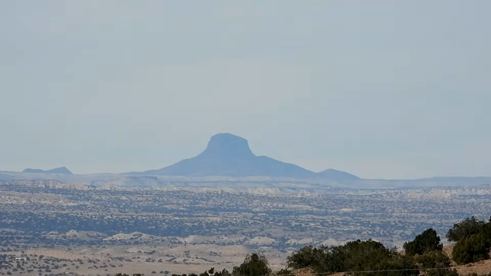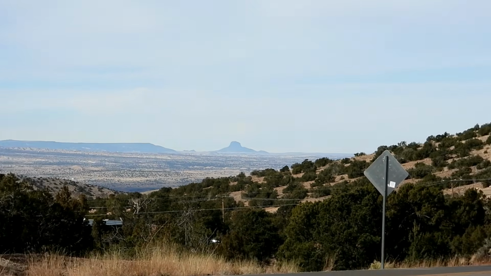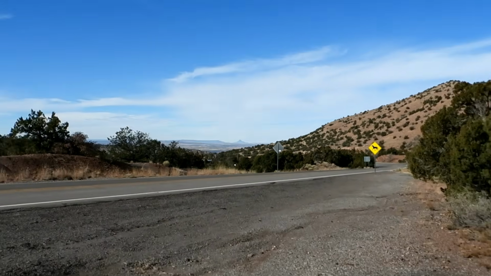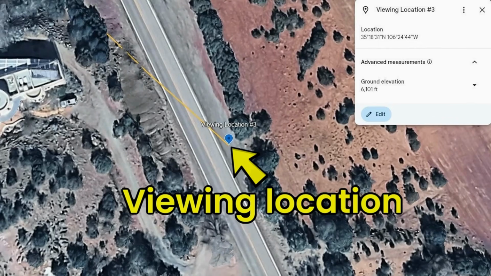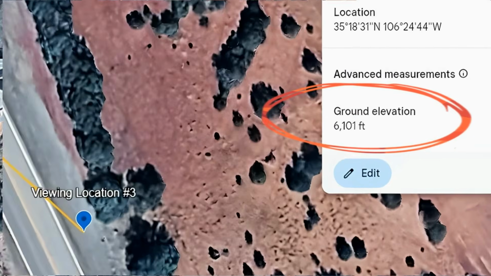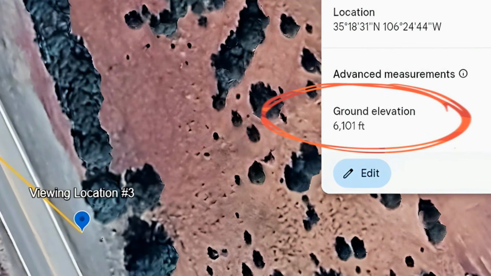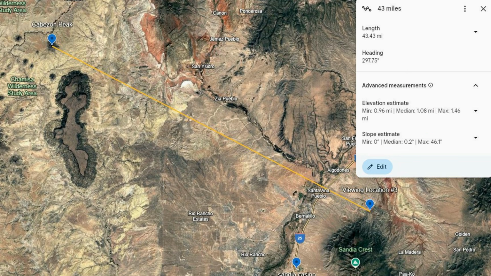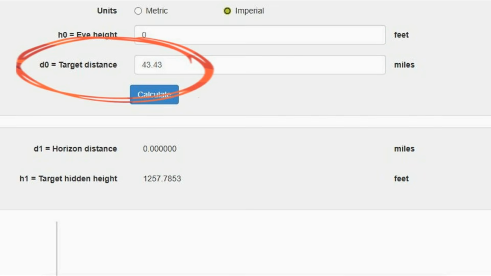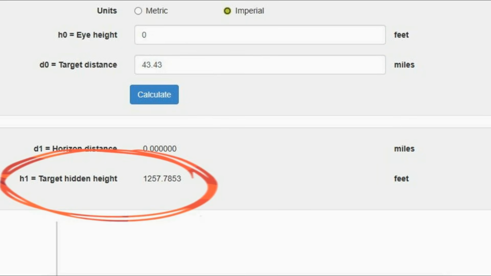I repeated this observation from an even higher and more distant location. My following viewing location is at an elevation of 6,100 feet, 43.43 miles away, yielding a target hidden height of 1,257 feet.